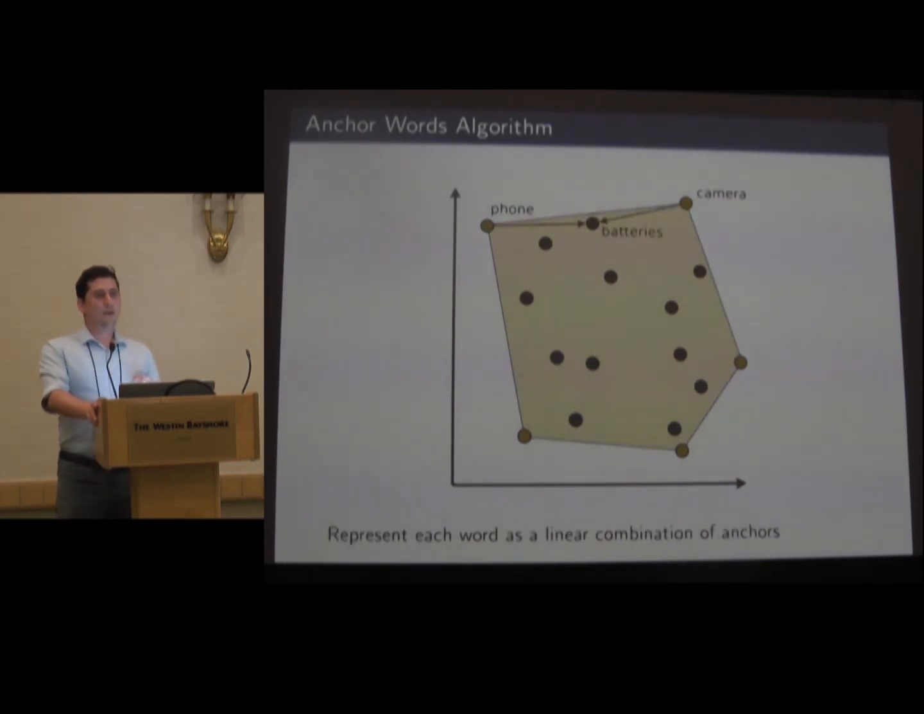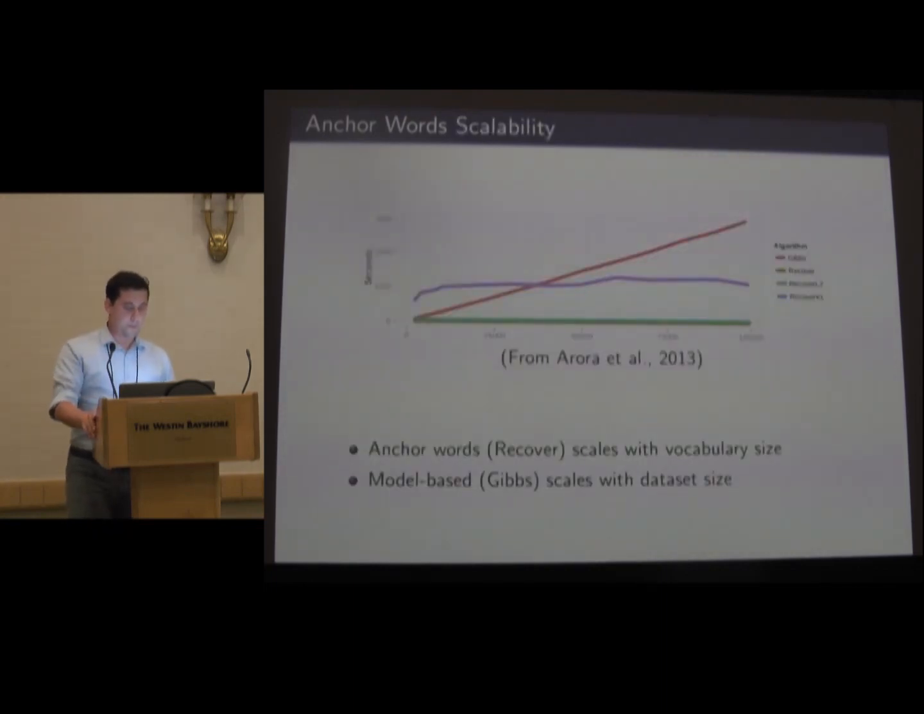We then represent every non-anchor word as a linear combination of the anchor words. And this gives us the inverse conditioning that we're after. We want to know the probability of a word given a topic. The coefficients of these linear combinations give us the probability of each topic given a word. But we can just use Bayes' rule with the marginals for each word, and we can recover the topic matrix we're after in the first place.